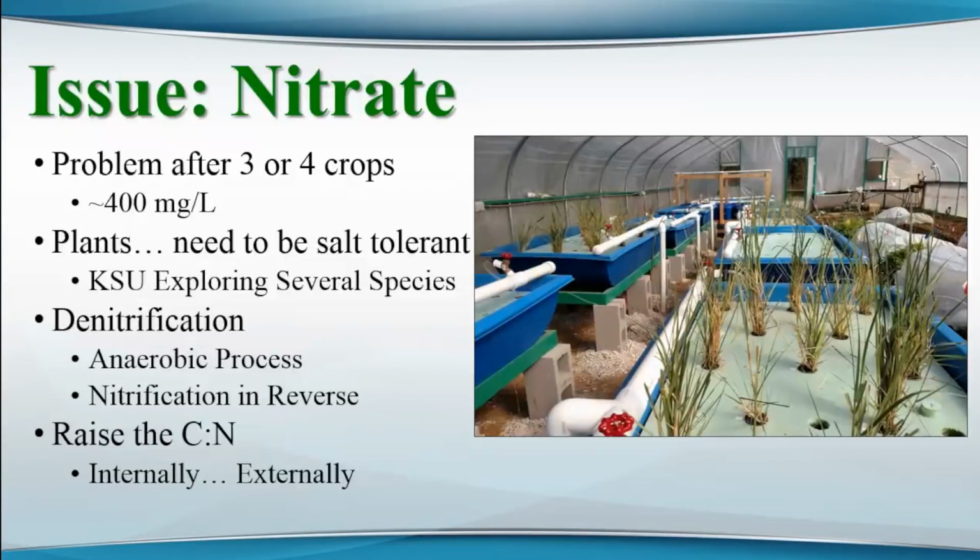Another issue: once you get everything going real well and you're relying, as most people do, on this nitrification process, the result of that is nitrate. That's what I use too, and that's a problem for me as well. Once you get up to about 400 milligrams per liter of nitrate, it starts to affect the shrimp negatively. Their growth can slow, and it can even kill the shrimp. This is usually 3 or 4 crops for us, somewhere around there.